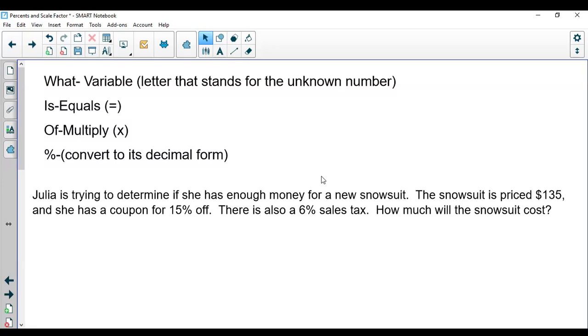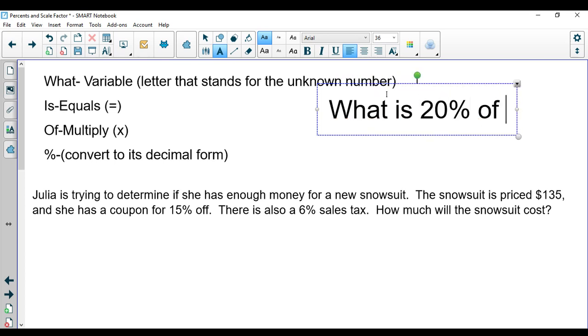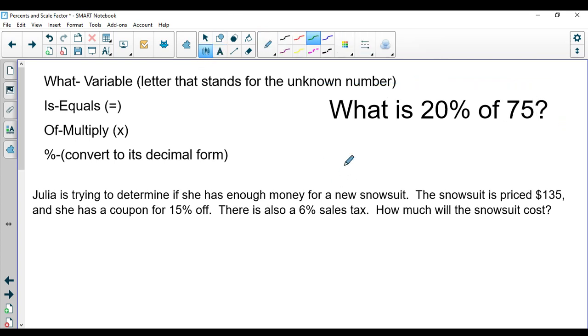Everyone. So we've been talking about percent equations and how to use them to solve percent problems. And we've talked about using the words in the problem to help us figure out how to write the equation. So for example, if I saw what is 20% of 75, I would know to write that what is our unknown, so we're going to use a variable.